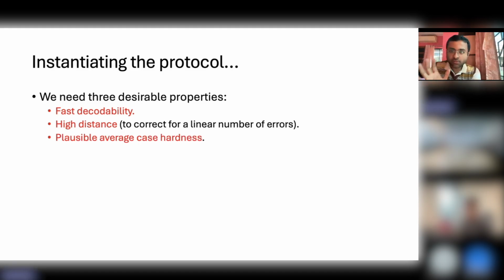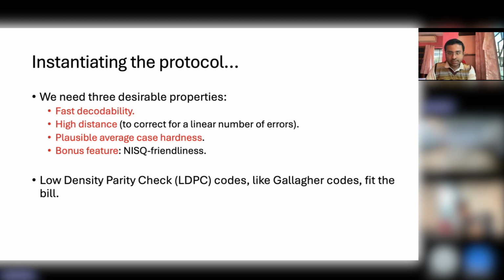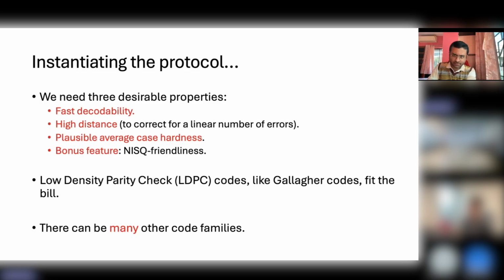And we also want the code family that we have to have good hardness guarantees. We can't pick a Reed-Solomon code, for instance, because computing probabilities is easy. So we need these 3 properties. And we also want NISQ friendliness. So we want the code to be implementable in whatever hardware we care about. So LDPC codes should suffice. There are codes like Gallager codes that should also suffice. And there can be many other code families.